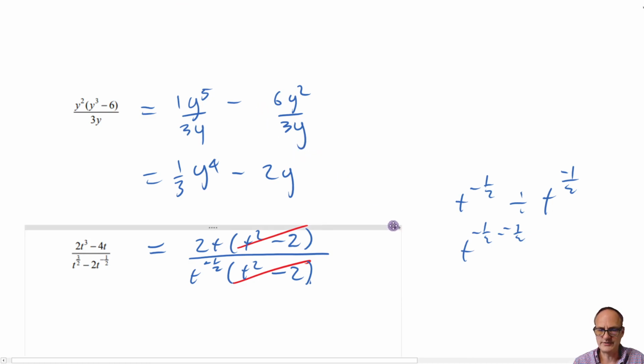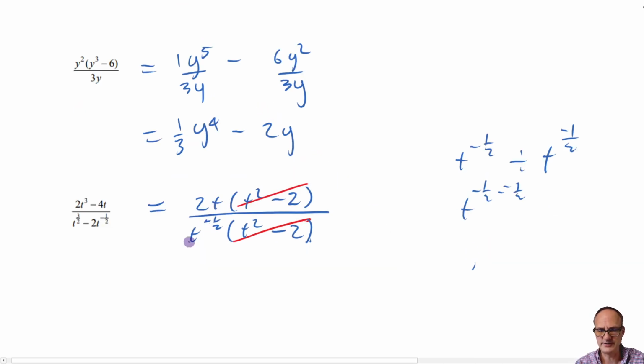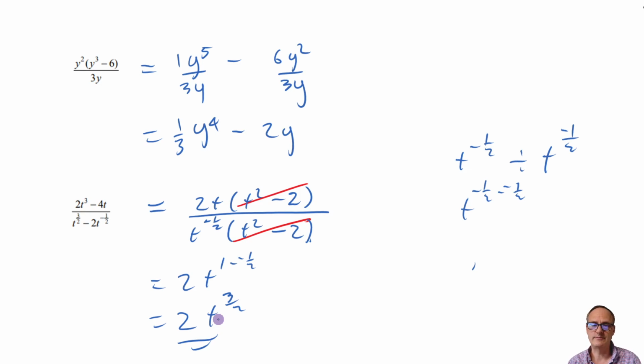So all we've got left to do is simplify this bit here. So you've got t to the 1 divided by t to the minus a half. Take away the indices. So it's equal to 2, t to the 1 minus minus a half. So that's equal to 2t to the 3 over 2.